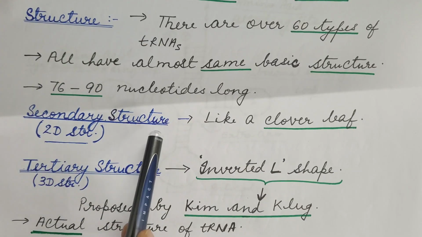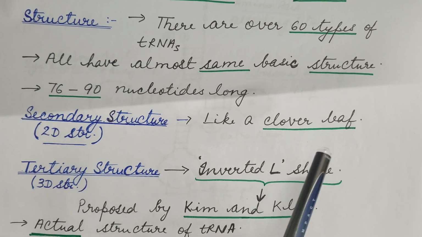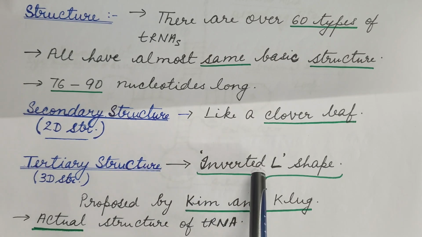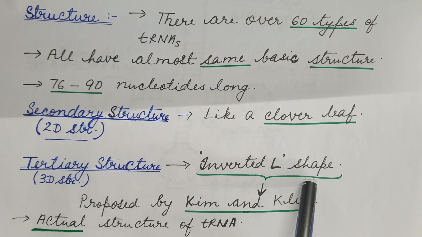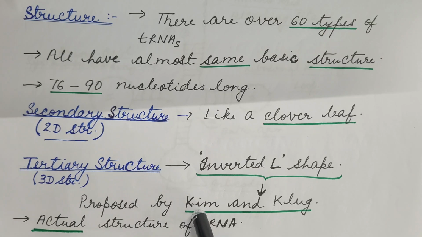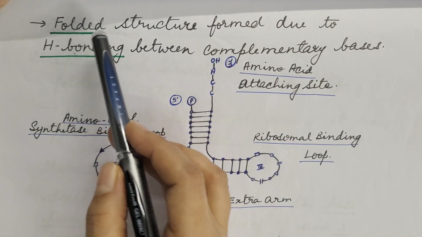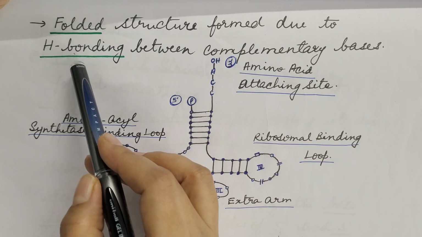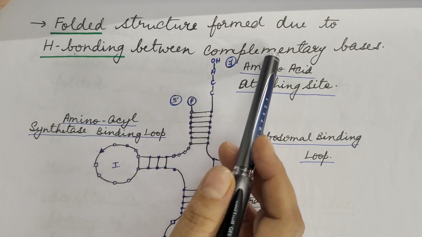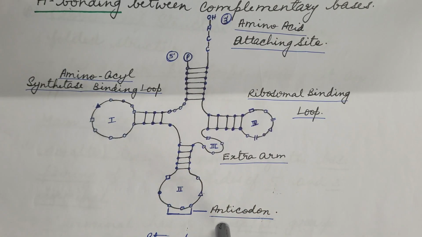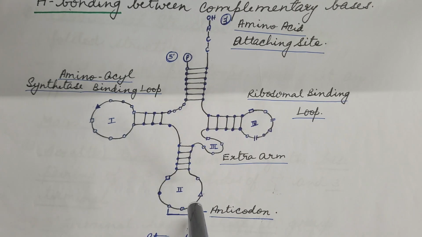If we talk about its secondary structure or 2D structure, it is like a clover leaf, and its tertiary structure or 3D structure is an inverted L shape. This structure was proposed by Kim and Klug, and this is the actual structure of the transfer RNA molecule. If we see the secondary and the tertiary structure, both are folded structures which are formed due to hydrogen bonding between complementary bases. This is the two-dimensional structure of transfer RNA, which is the clover leaf structure.